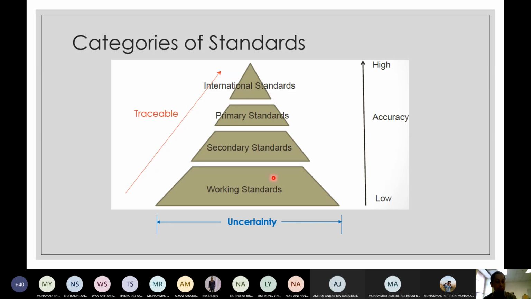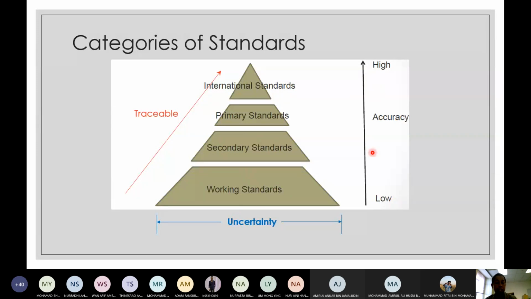Now we are moving towards the end. These are the categories of standards. If you Google yourself, there are a few terms that are used differently, but in this topic, we are going to confine the terms to these four. At the top of the pyramid, we have the international standards, SI. Below it, we have the primary standards. After that, we have the secondary standards. And finally, we have the working standards.